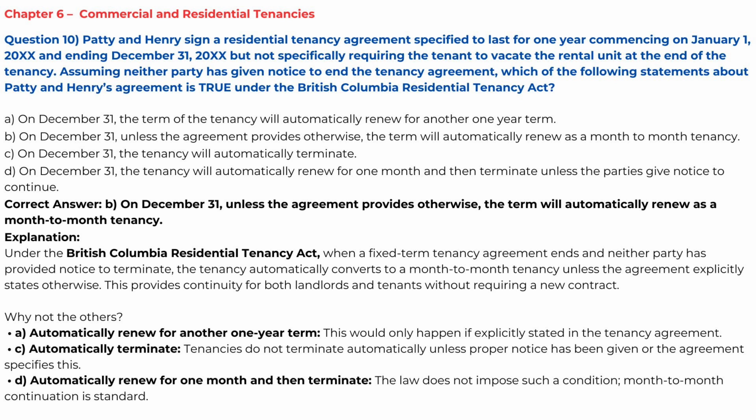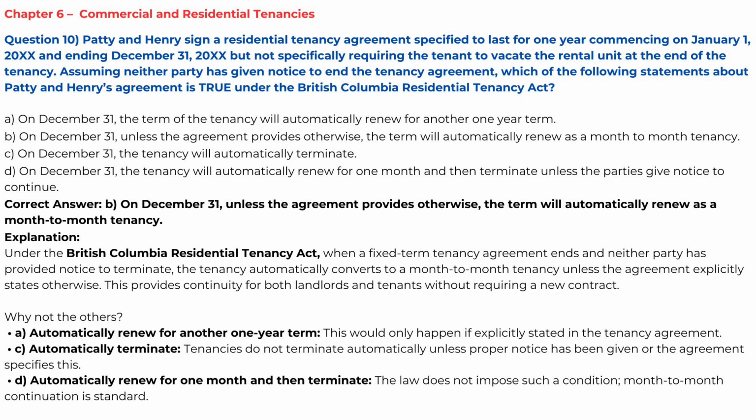Explanation. Under the British Columbia Residential Tenancy Act, when a fixed-term tenancy agreement ends and neither party has provided notice to terminate, the tenancy automatically converts to a month-to-month tenancy unless the agreement explicitly states otherwise. This provides continuity for both landlords and tenants without requiring a new contract.